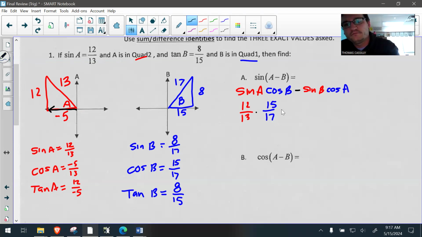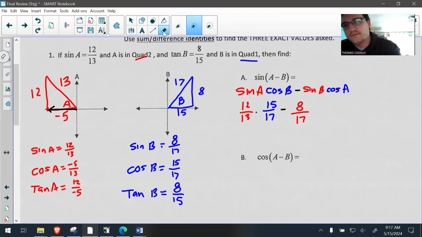We have our minus sign. The sine of B is, yeah, see, I messed up my color coding. The sine of B is 8/17. And then the cosine, I need to fix that. Sorry, guys, that's going to bother me.